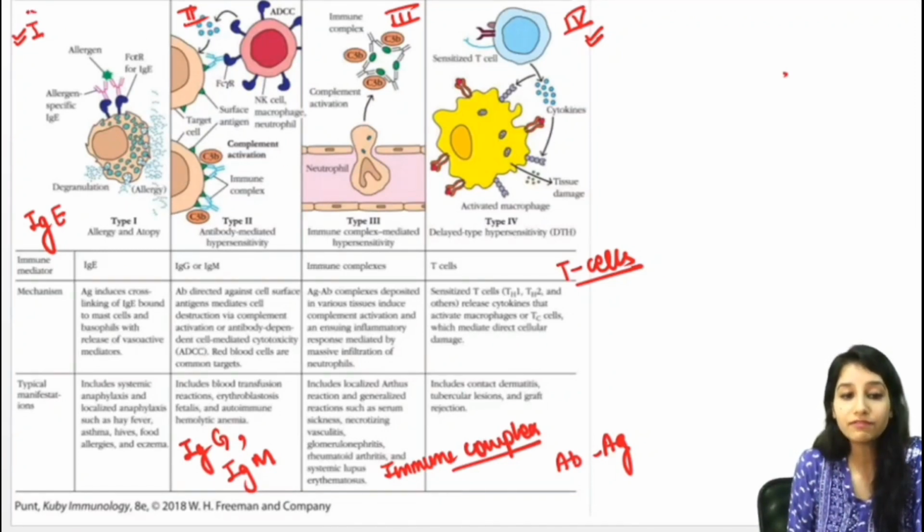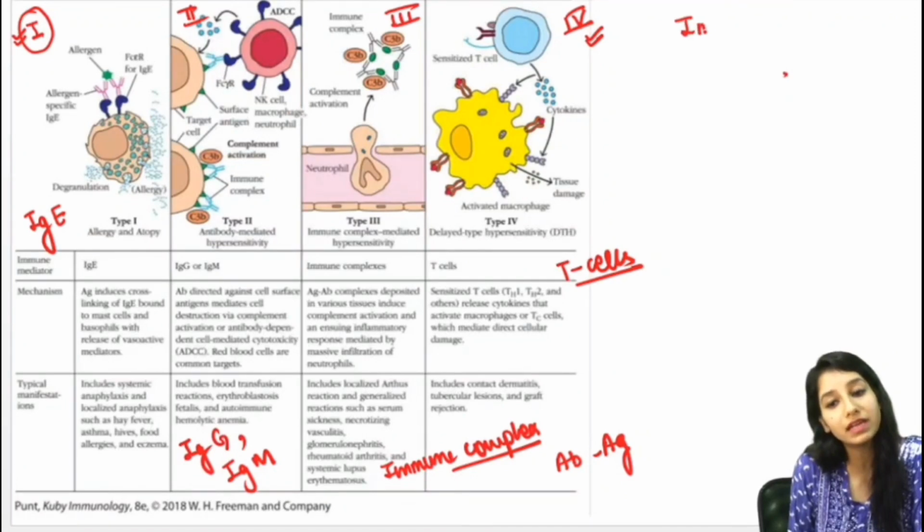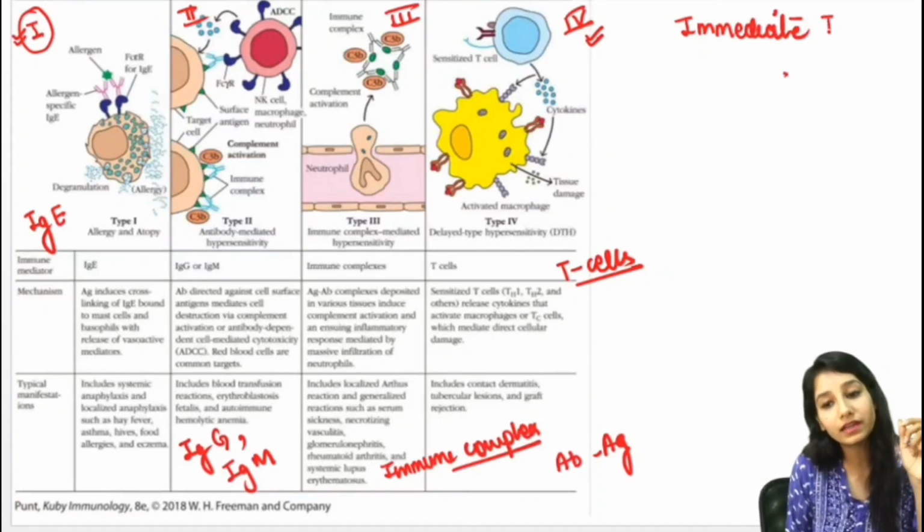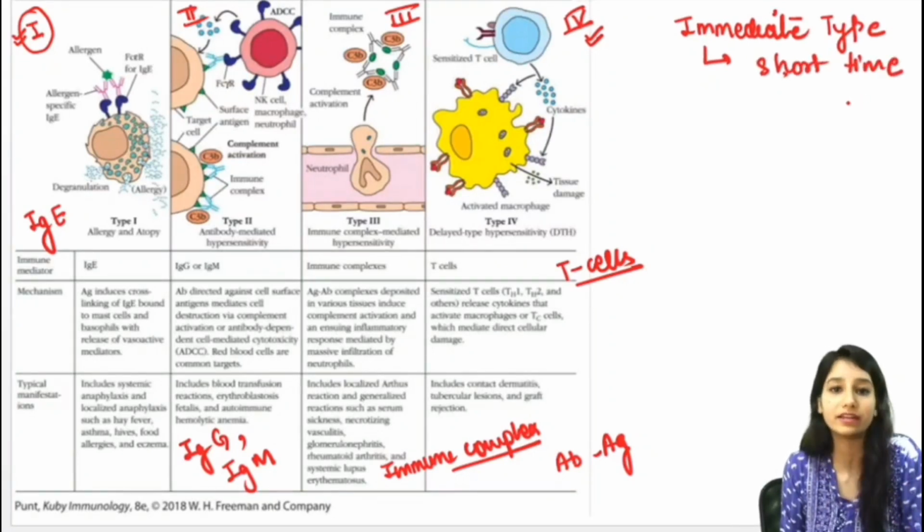But first of all, hypersensitivity type 1 is also known as immediate type hypersensitivity. As the name suggests, immediate. Why is it known as immediate? Because in this the response is seen in a very short period of time. That is why it is known as immediate type hypersensitivity, because the response is shown in a short time after we have come in contact with the allergen or antigen.